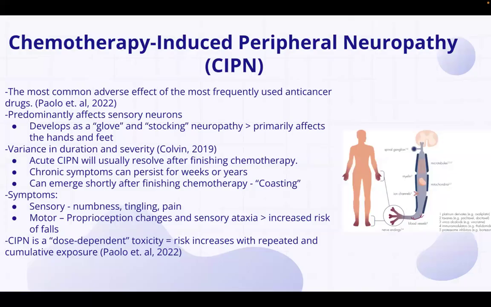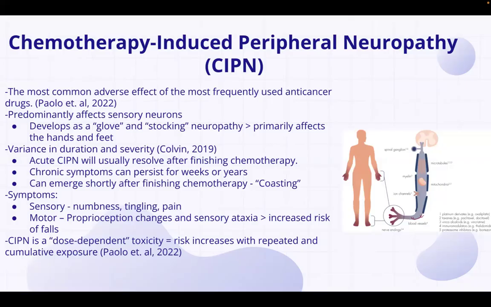You can see this in the image on the right, which highlights the hands and feet, as this is where most of our peripheral nerves are located. And CIPN has a lot of variance in duration and severity of symptoms. For example, in acute CIPN, it will usually resolve after finishing chemotherapy. However, in severe cases, chronic CIPN can manifest as symptoms that persist for weeks or even years.